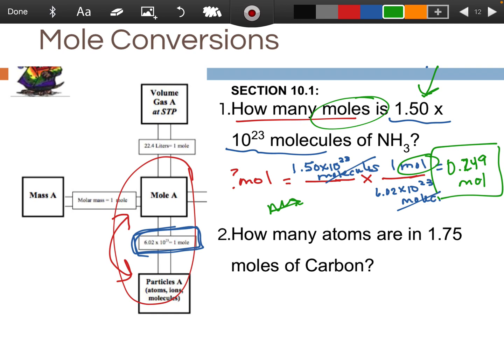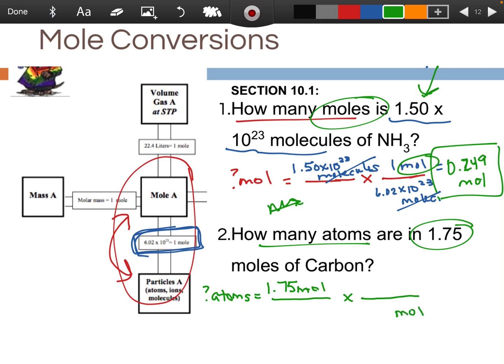All right, to the second example, we want to know how many atoms. So question mark atoms goes here. And then we'll set up our conversion factor. We're going to start with the only number in the problem, and we have to label everything. It's super important that you label all your numbers, because if we start with moles, we know moles has to go on the bottom of the next step to get it to cancel out.